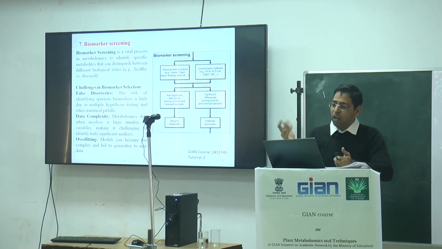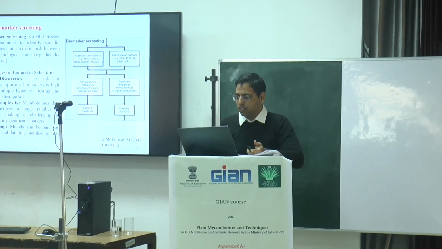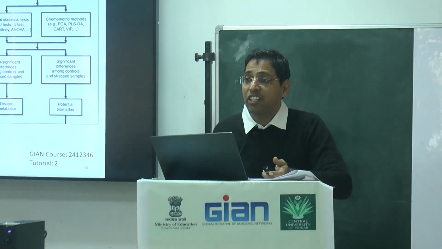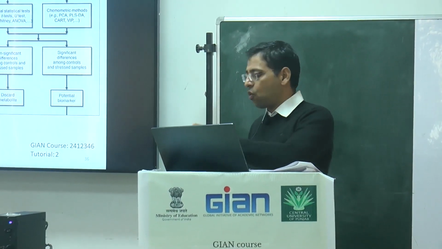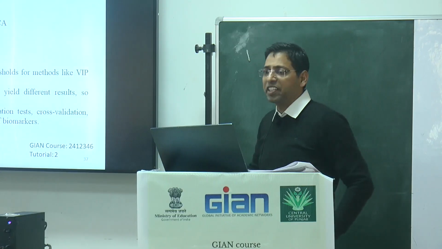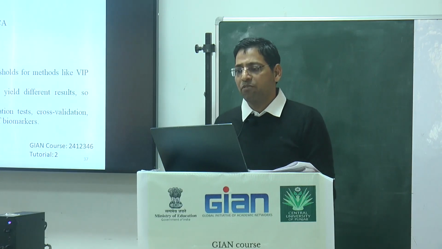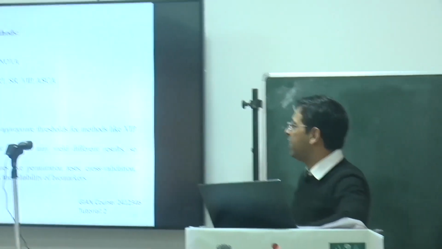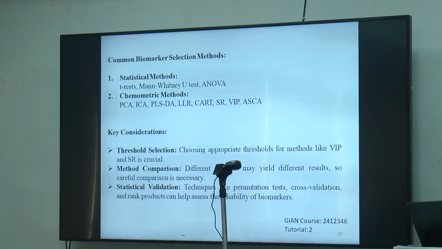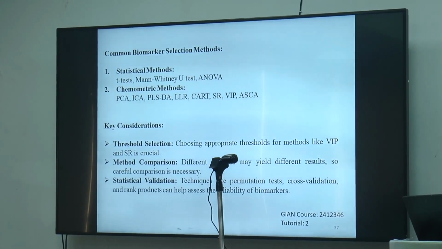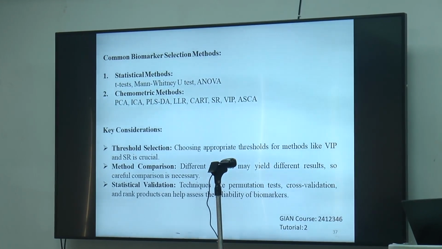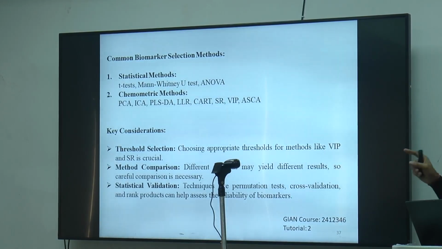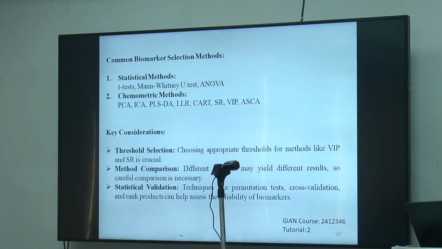So biomarker screening we can do by using the same method, but sometimes there are falsified results, false discovery, data complexity, and overfitting. These are the major challenges for biomarker screening. Now, common biomarker screening methods use statistical methods, that is the t-test, Mann-Whitney U-test, ANOVA, and chemometrics, using PCA, ICA, PLS-DA that we discussed, LLR, CART, SR, VIP, and ASCA. The key points we have to take care of here: first is threshold selection, second is method comparison, and third is statistical validation. So for threshold selection, we have to use VIP and SR, which is crucial.